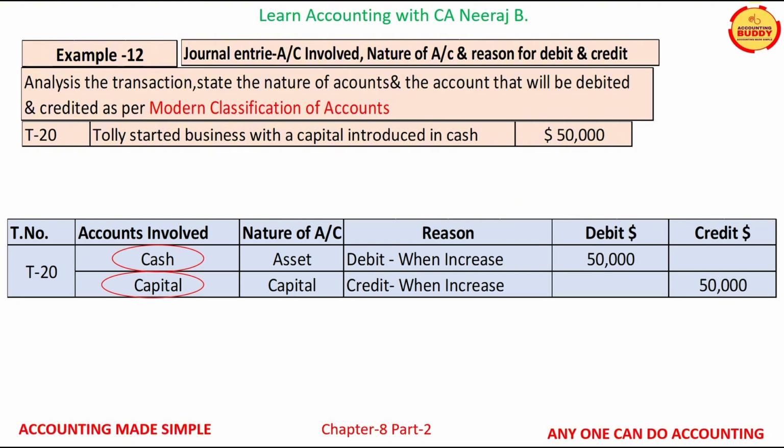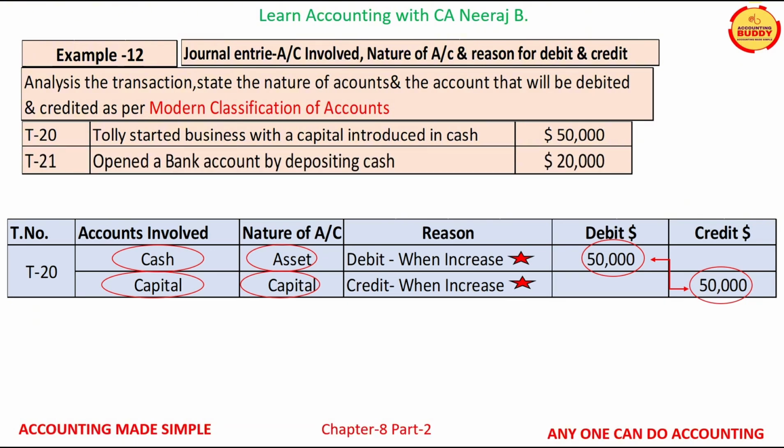Under modern classification of accounts, cash is an asset and the rule for debiting an asset account is debit when assets increase. Capital introduced is recorded in the capital account and the rule for crediting capital account is credit when capital increases. Therefore, this business transaction is recorded for $50,000 by debiting cash account and crediting capital account.